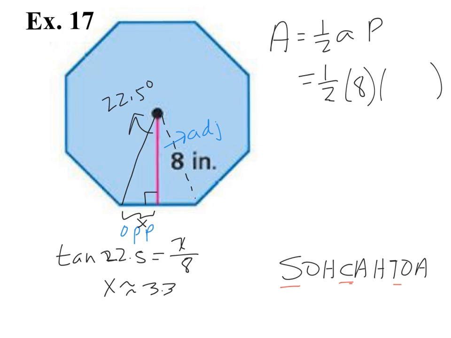Okay, so we'll use that 3.3 then to find the perimeter of the entire octagon. 3.3, we'd have to multiply it by 16. And 3.3 times 16 is 52.8. And then let's multiply that all together. Let's see. 4 times 52.8 is 211.2. We're measuring in inches, so that would be square inches.